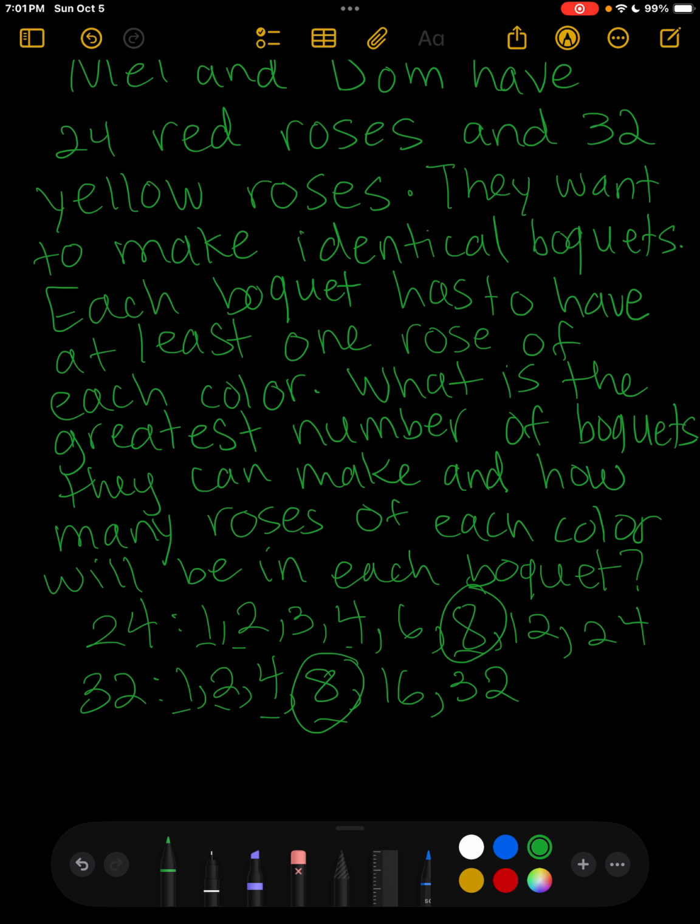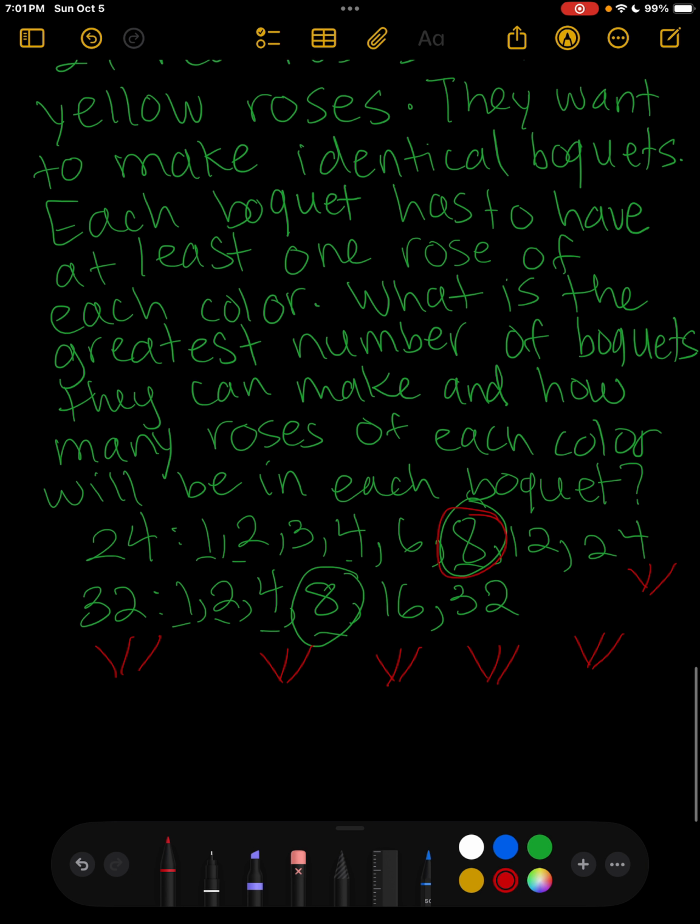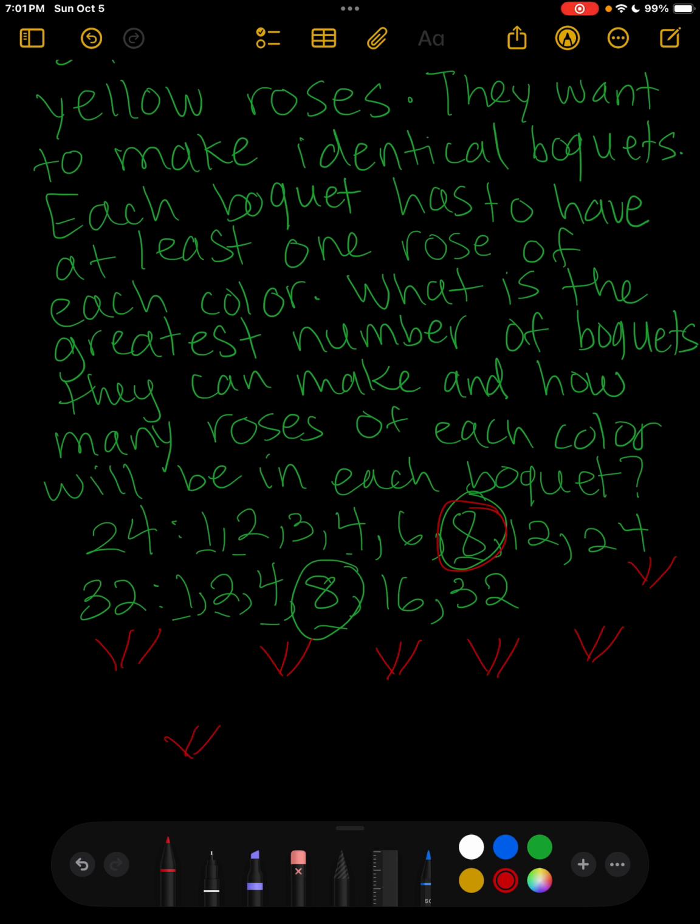And then for the 24 red roses, what times 8 equals 24? So it's 3. So then we have 8 bouquets, right? We put 3 roses in each: 1, 2, 3, 4, 5, 6, 7, 8. Cool. So we got all of the red roses covered, and then we've got 32 yellow roses, okay?